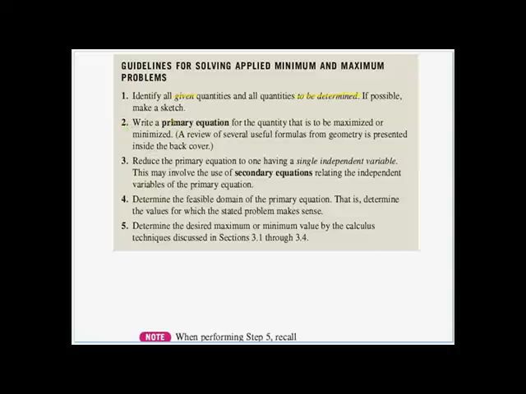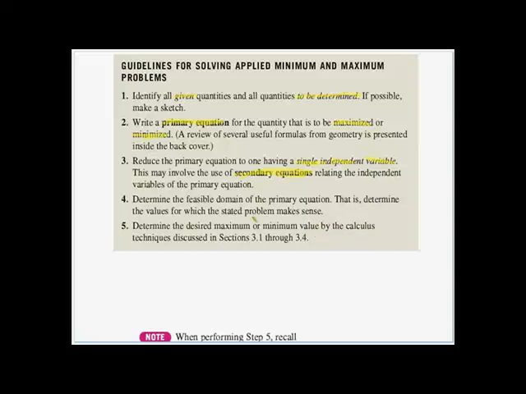Step 2, write a primary equation for the quantity that is to be maximized or minimized. A review of several useful formulas from geometry is inside the back cover of the book. Step 3, we want to reduce the primary equation to one having a single independent variable. This may involve the use of a secondary equation relating the independent variables to that primary equation. For number 4, we want to determine a feasible domain. That is, determine the values for which the problem you're working on makes sense.